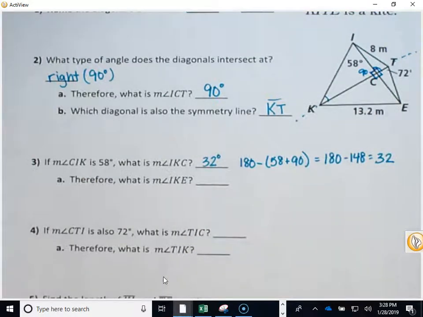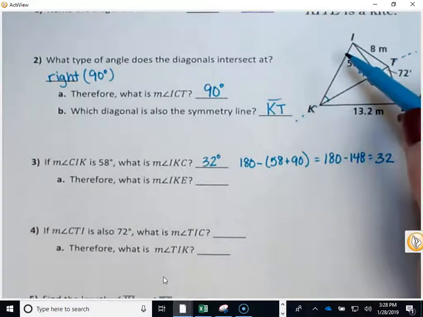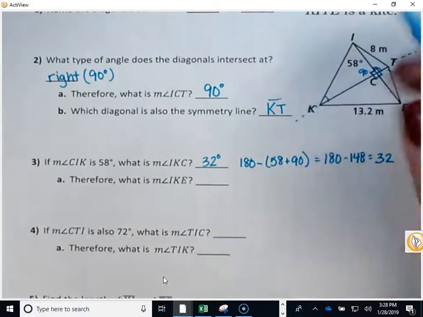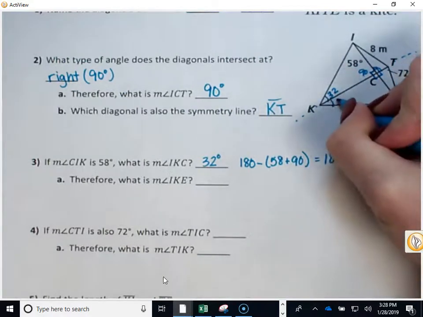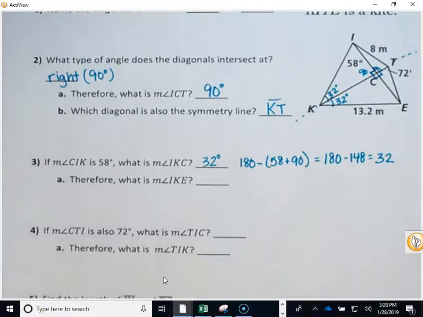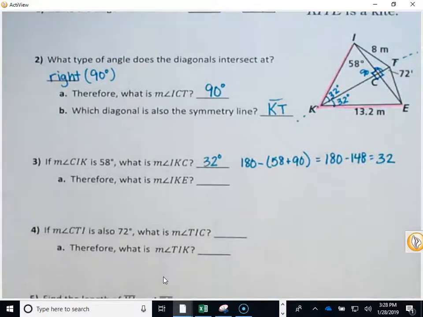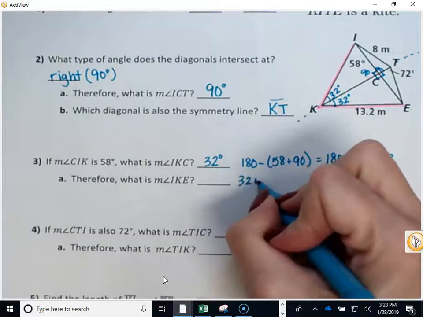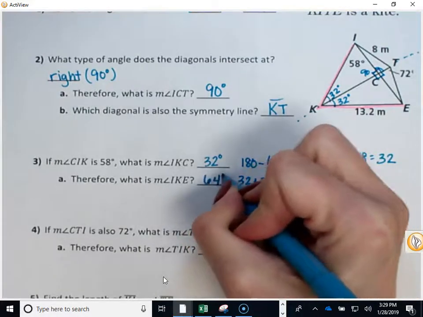Then they want to know, what is the measure of angle IKE? Now the other thing we need to realize is with a kite, since this counts as a line of symmetry as well, if this angle here is 32 degrees, then this angle here is also 32 degrees. They're equal to each other. So then the measure of angle IKE, going from I to K to E, is that big angle there. So it's including both of those 32-degree angles. So 32 plus 32 equals 64. So angle IKE is then 64 degrees.